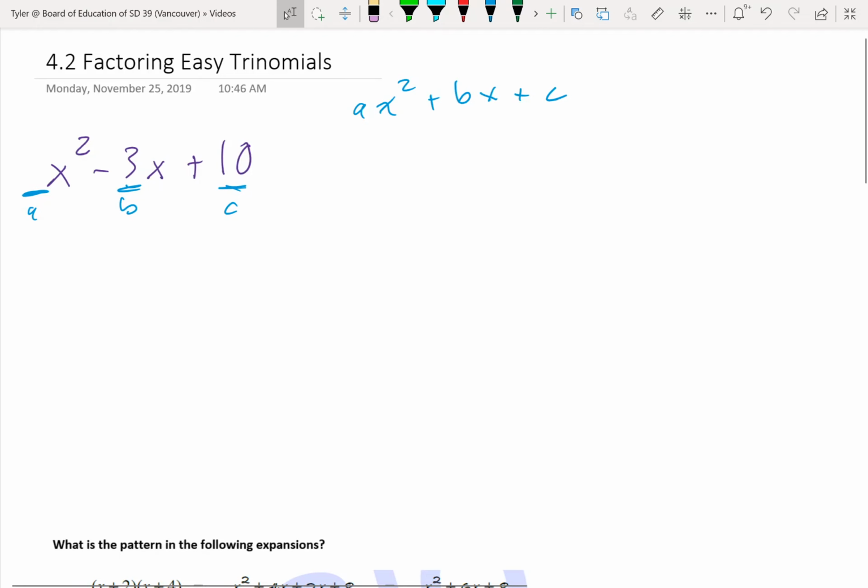All right, so we're going to be factoring trinomials. We're going to talk about both easy and then like the medium ones. We're not actually going to do the hard ones.